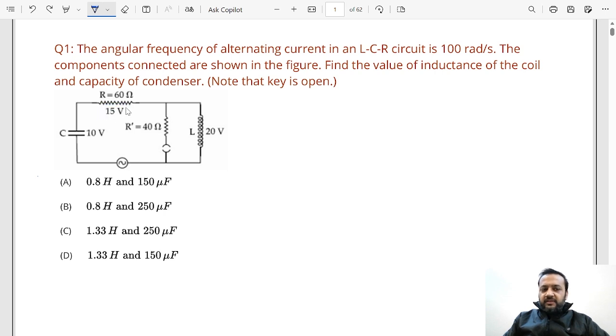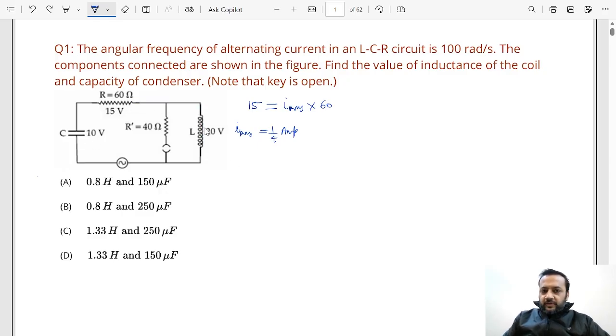If nothing is mentioned, then we assume the voltage given is the RMS voltage. That means the RMS voltage across the resistor is 15 volts. Applying the formula across the resistor, the RMS voltage equals the RMS current into R. The R value is 60 ohms, which means I RMS will be equal to 1 by 4 amperes.